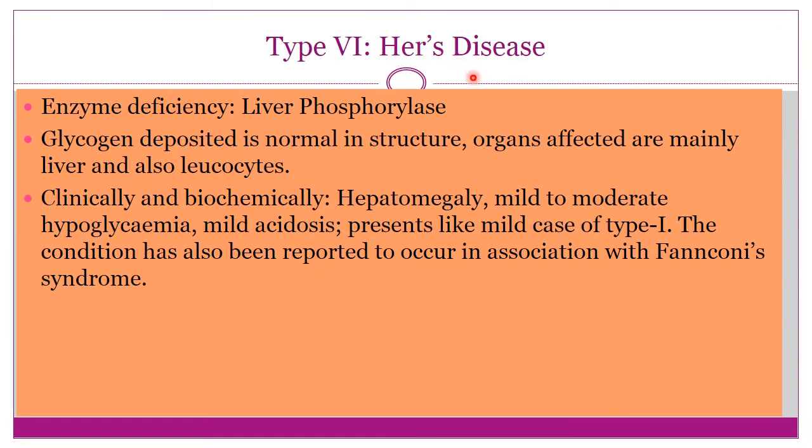Then comes Hers disease. The enzyme deficiency here is liver phosphorylase, and the glycogen deposited is normal in structure. The organs affected are mainly liver and WBC, leukocytes. Clinically and biochemically, enlargement of the liver, hypoglycemia and mild acidosis are present, like a mild case of type 1. So it is similar to von Gierke's disease, because the symptoms are all in the liver only, and the condition has also been reported in association with Fanconi syndrome.